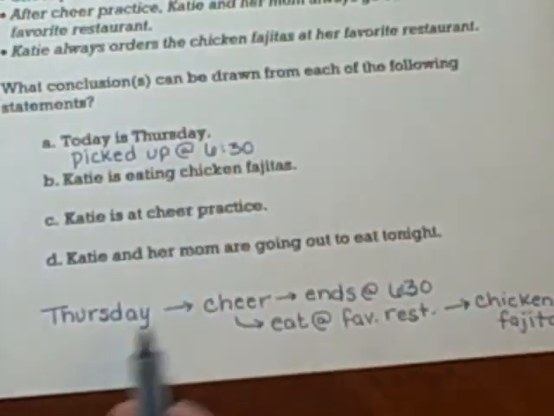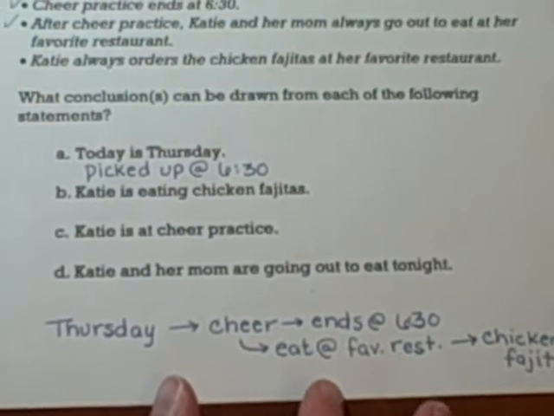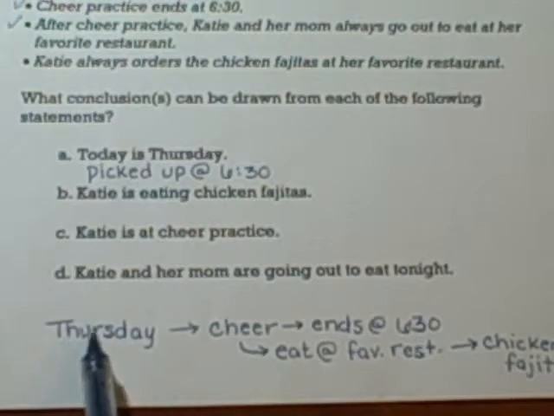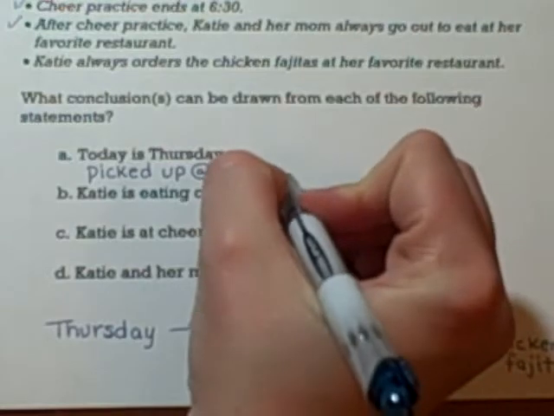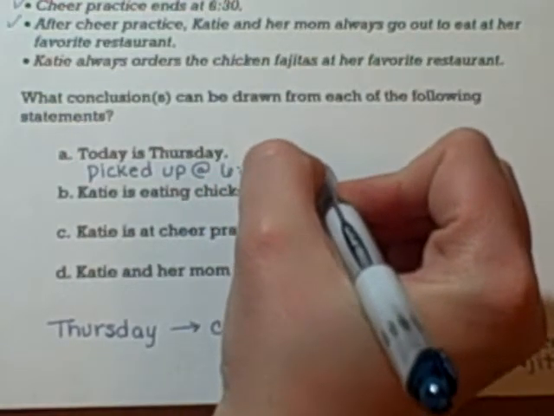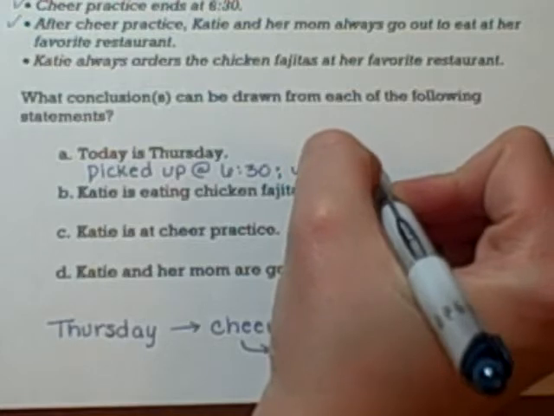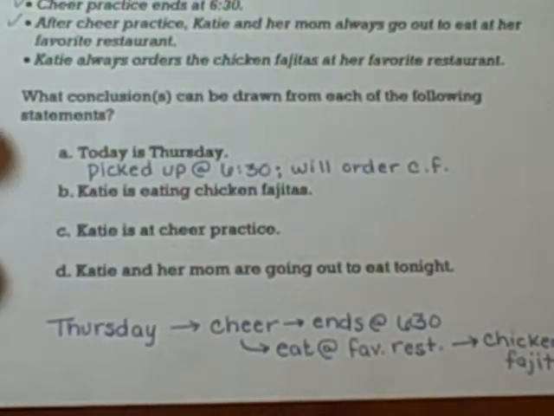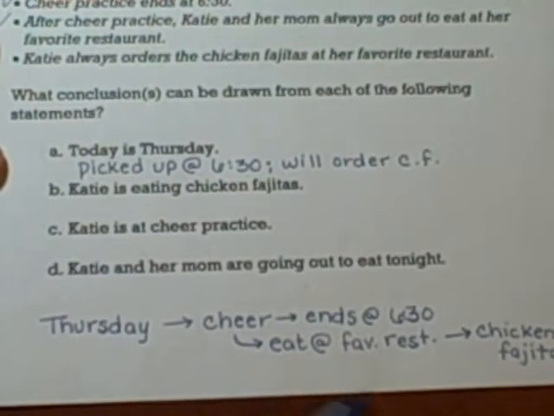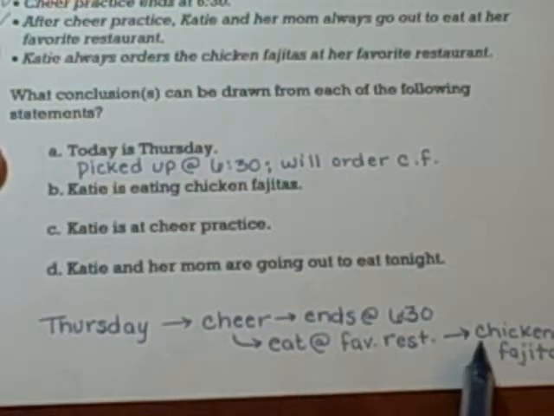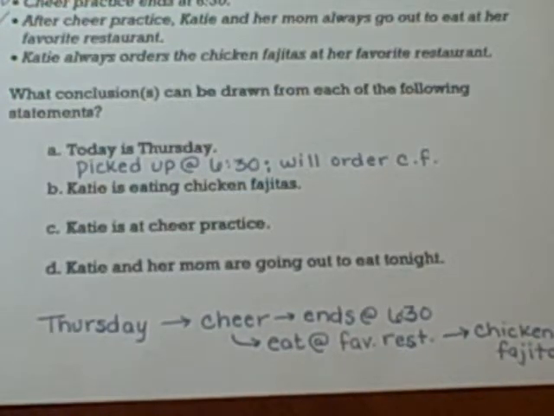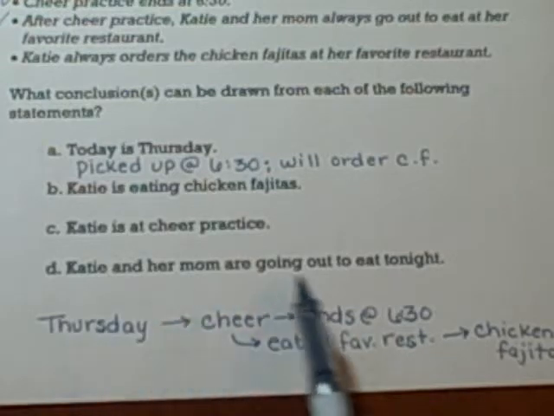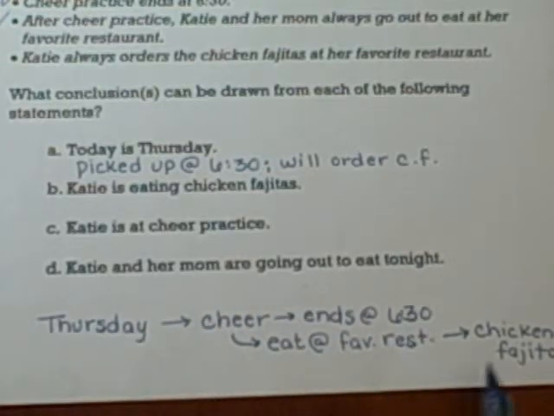And like I said, if you had also written that we know she has cheer practice, that would be okay too. We also know that if it's Thursday, if we follow this path, she's going to end up eating chicken fajitas. And again, you could also add in there that you know she's going to eat at her favorite restaurant. But really, conclusions are talking about sort of the end of the road conclusion. Okay, and I would say that's as far as we can get from Thursday. We can get to the end of this route, and we can get to the end of this route.